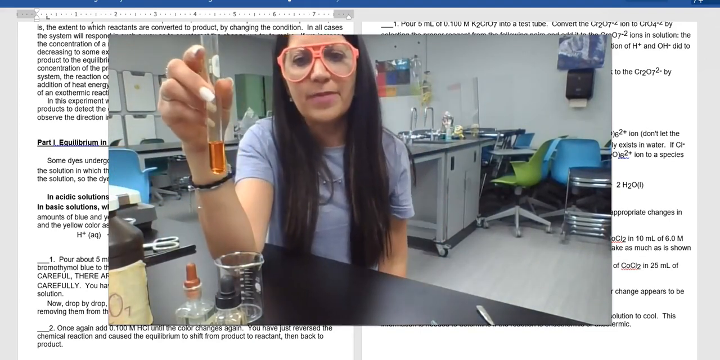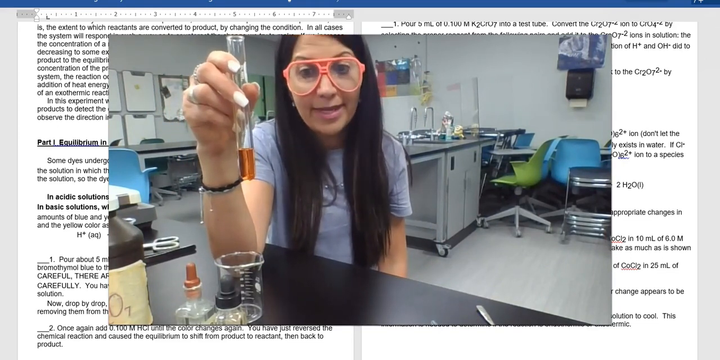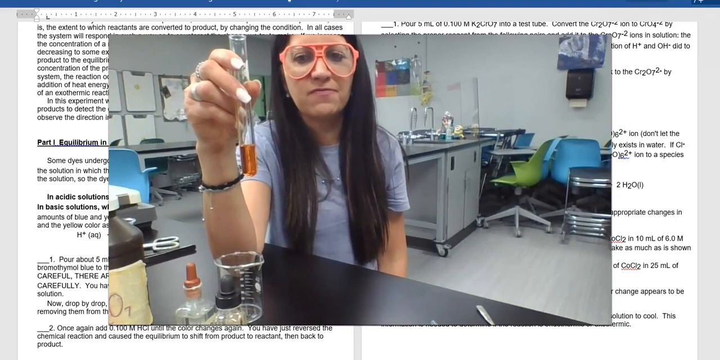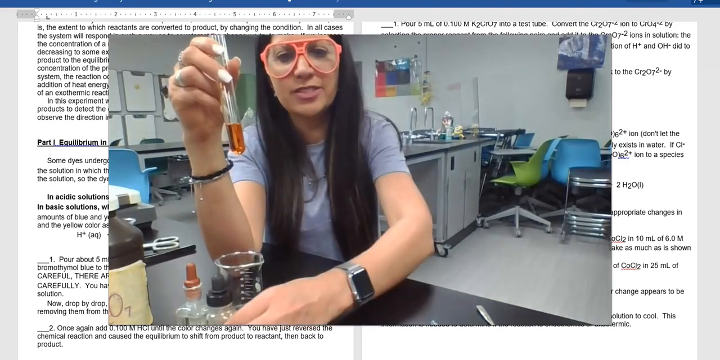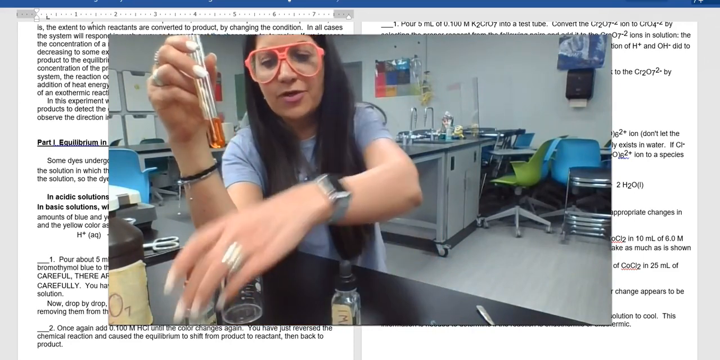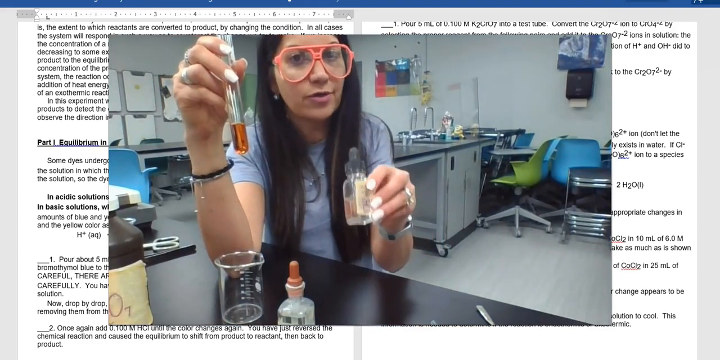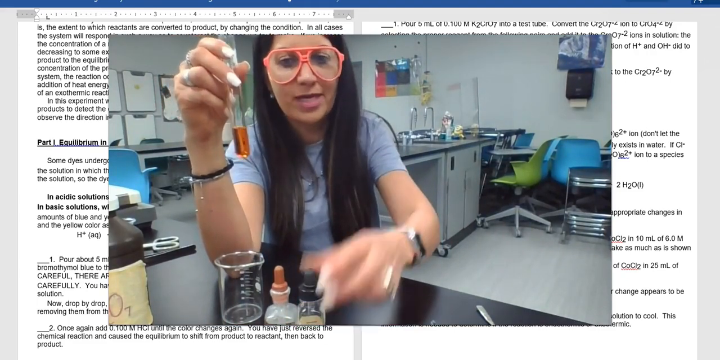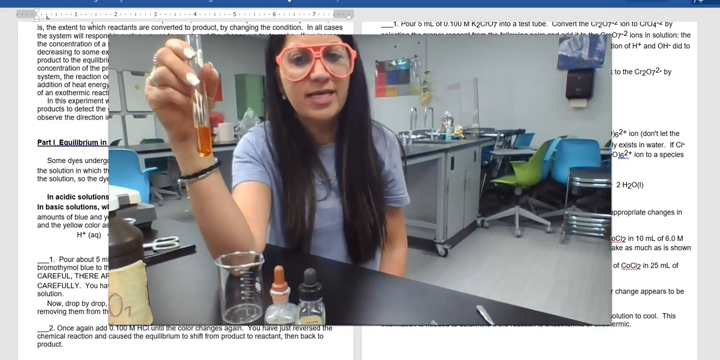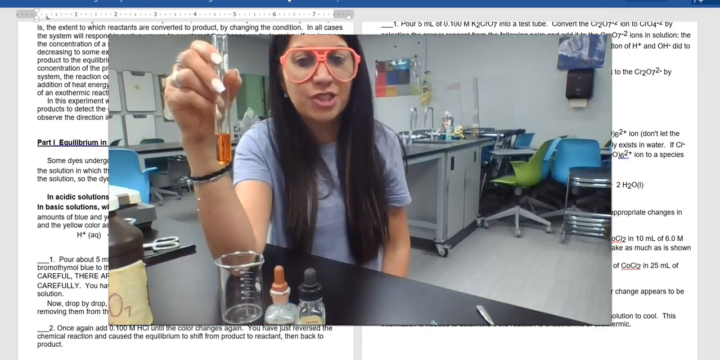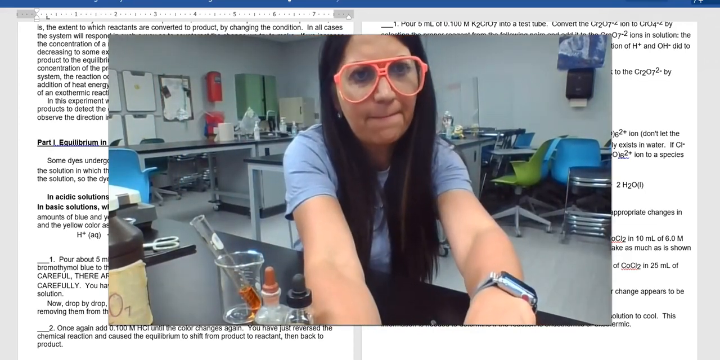It says convert the dichromate ion to chromate by selecting the proper reagent from the following pairs and add it to the dichromate ions in solution. The 2 reagents that we have to choose from are either the 1 molar NaOH or the 1 molar HCl. So those are the 2 that we have to choose from. Let's think about what the addition of H+ and OH- did to the equilibrium in the first reaction and apply this knowledge.